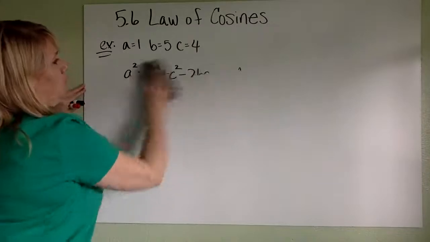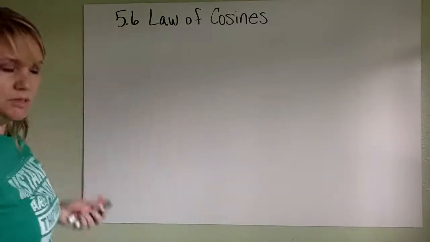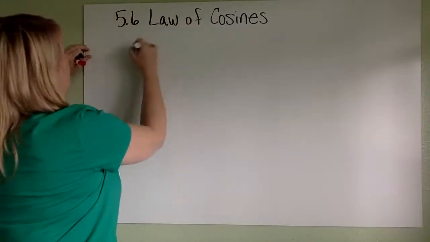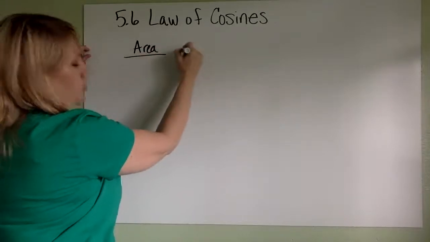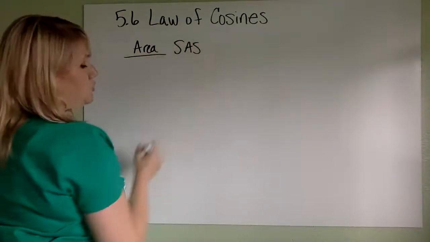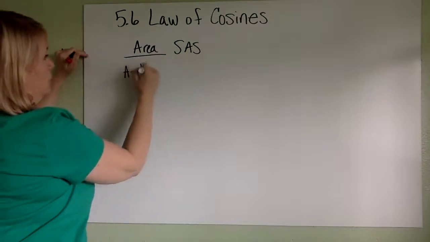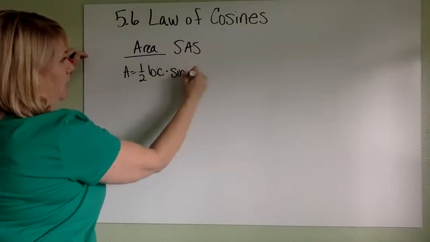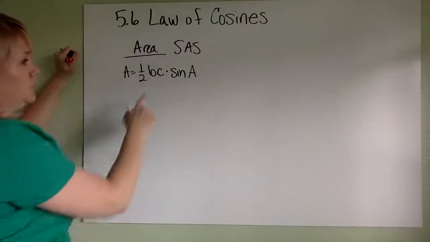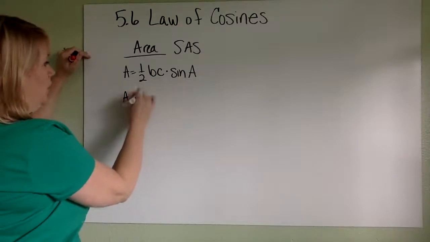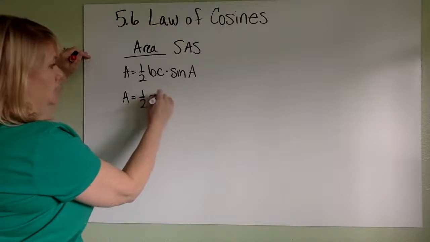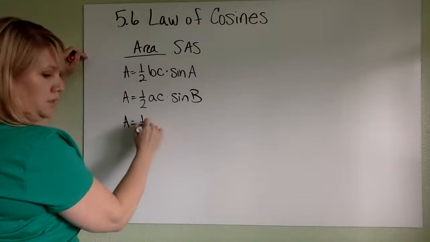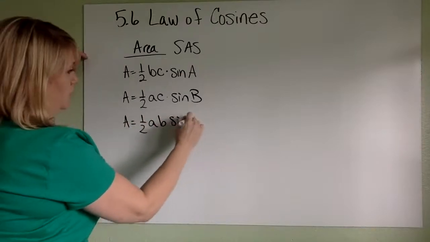There are two different types of formulas for area. There's the area if you have a side-angle-side situation. So the area is 1/2 the two sides multiplied together, so B times C, and the sine of the angle between them. So sides B and C and angle A, or sides A and C with angle B, or sides A and B with angle C. There you go, got them all.